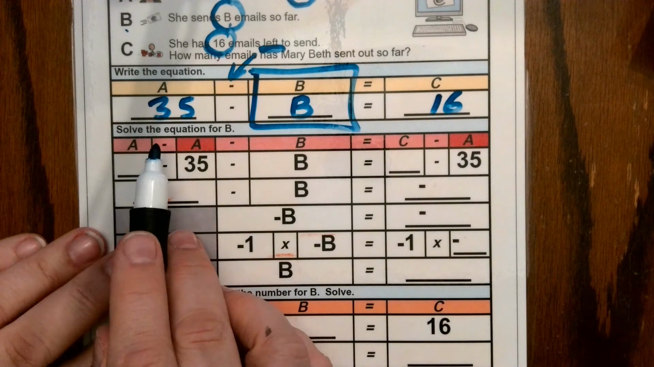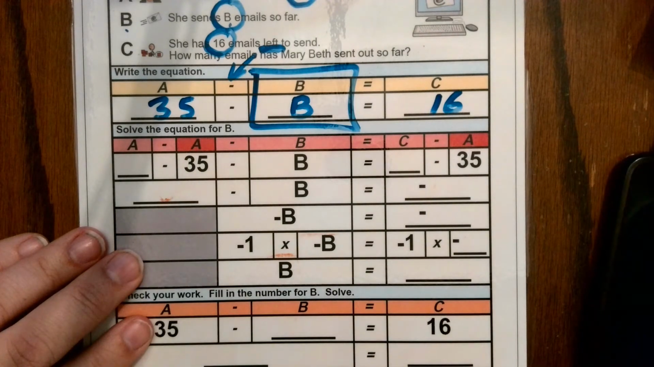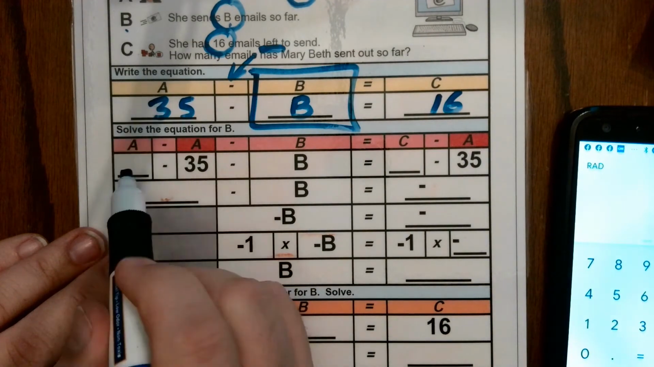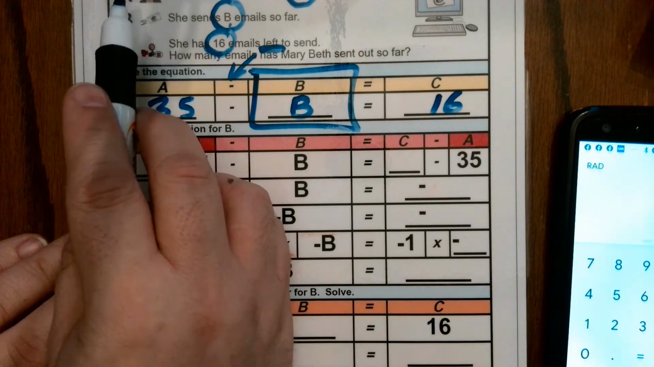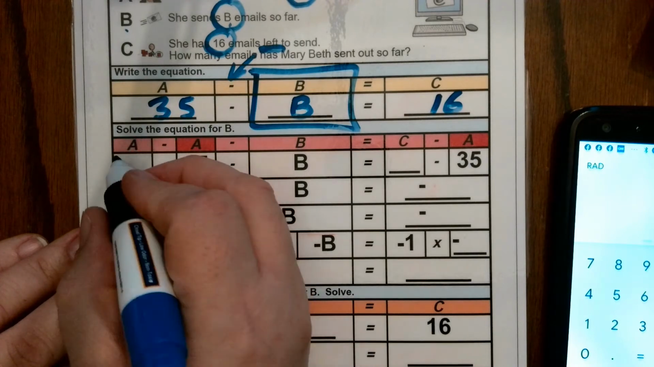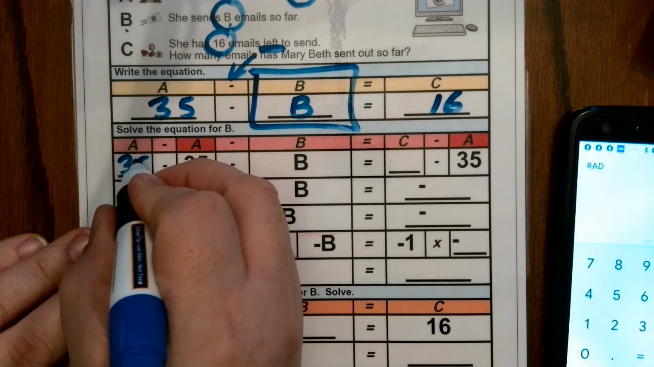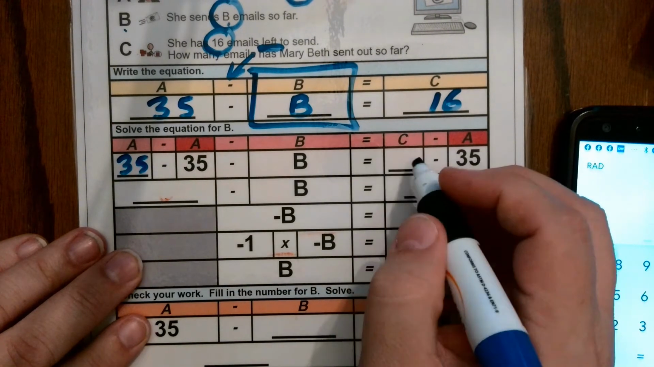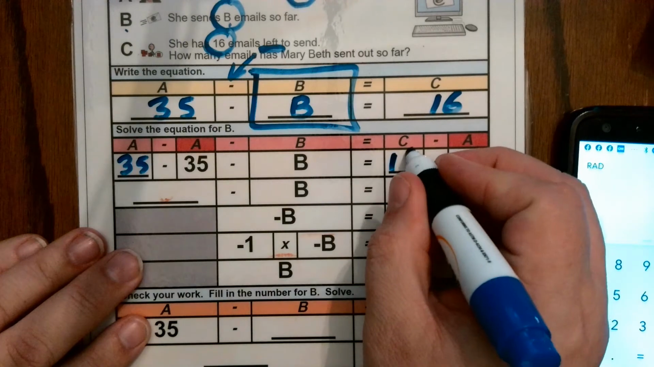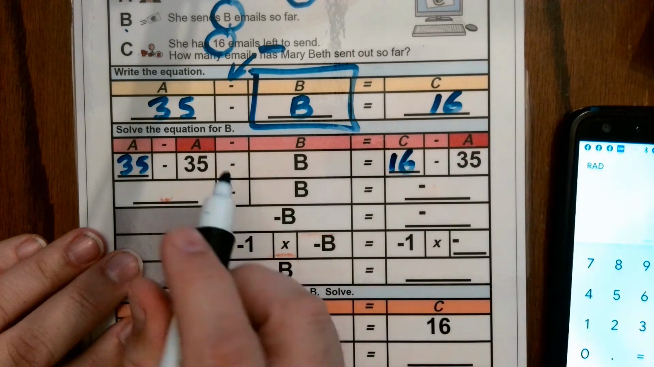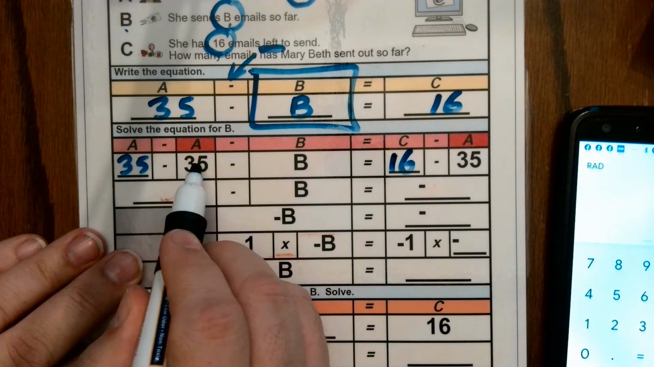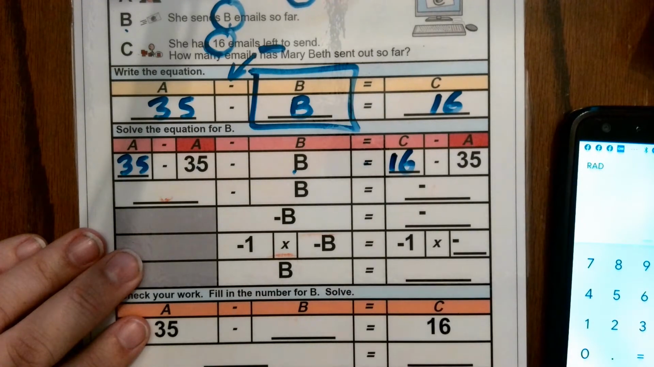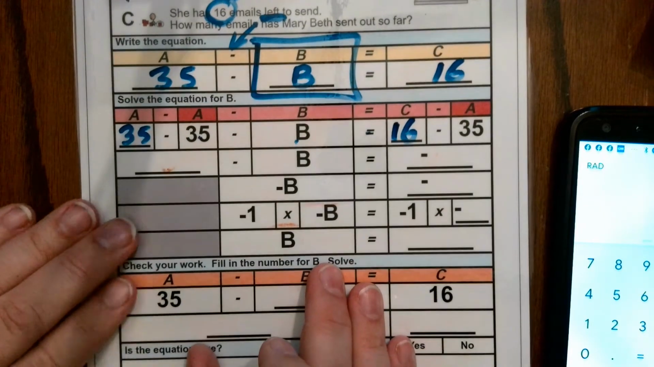Time to solve it, okay? And get out your calculators. We'll need to have our calculators handy to solve this. And we're just going to fill in the spots that they need us to fill in. So A is 35, so we're going to put in a 35 right here. Everything else is filled in except the C, so we're going to put in this C right there, okay? 35 minus B equals 16 minus 35. That's our number sentence. We can go to the next line.